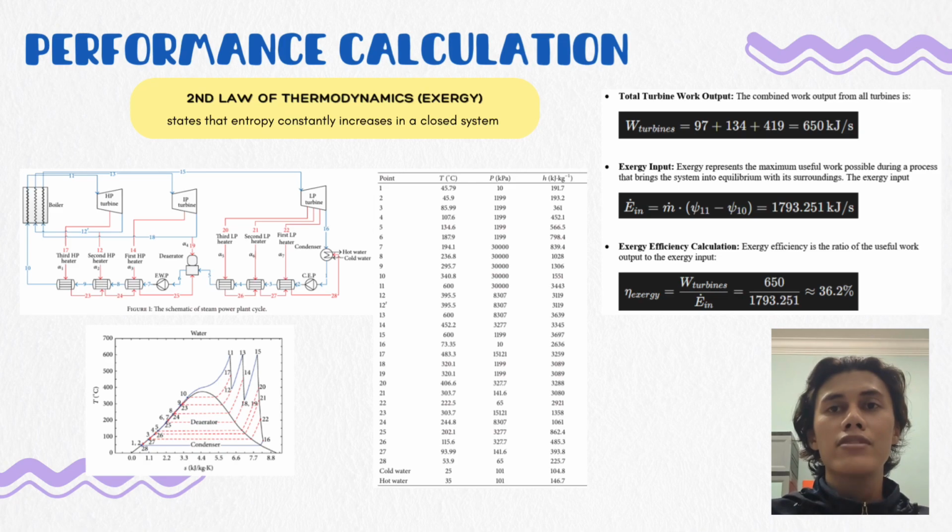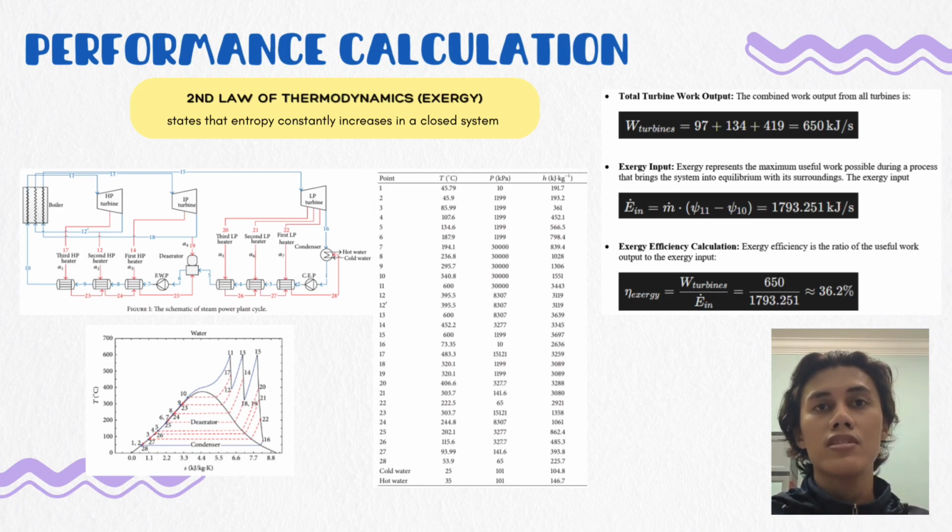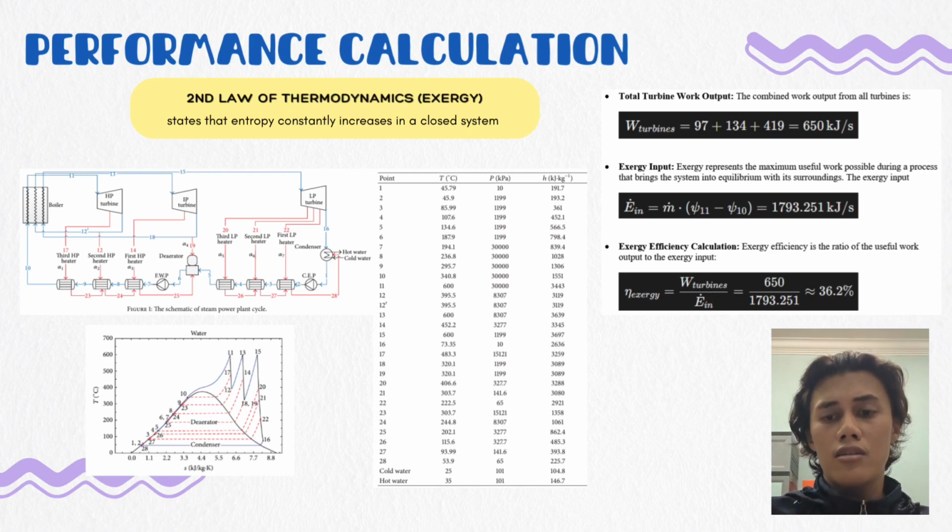I will be explaining about the calculation based on our journal. First of all, the first law of thermodynamics can help us determine the thermal efficiency of our power cycle. So the equation for the thermal efficiency is the work output W over the heat input Q in.